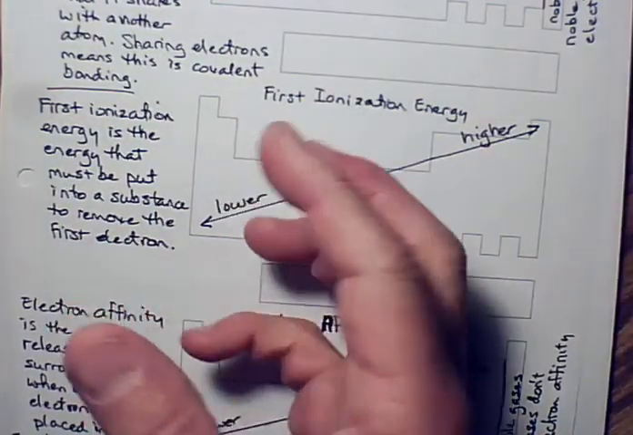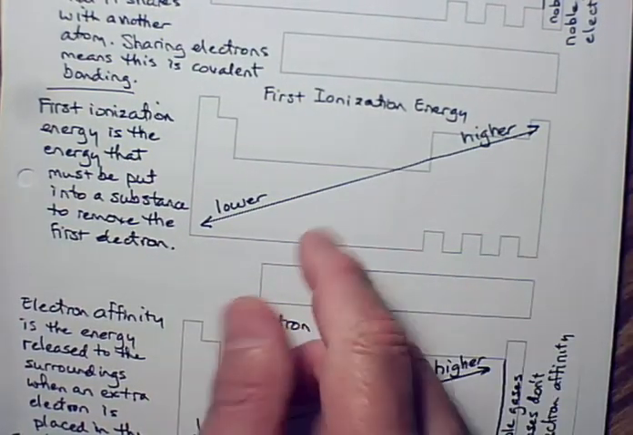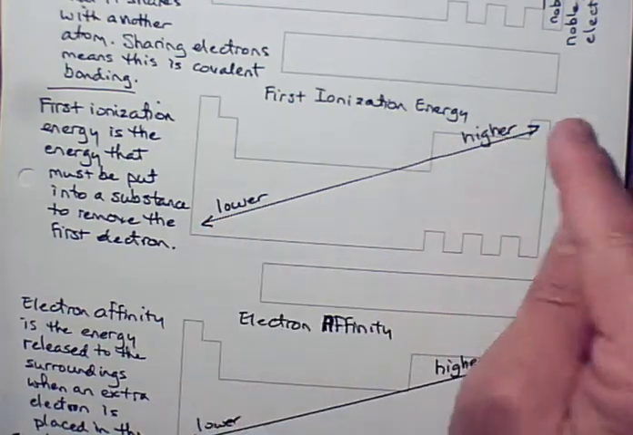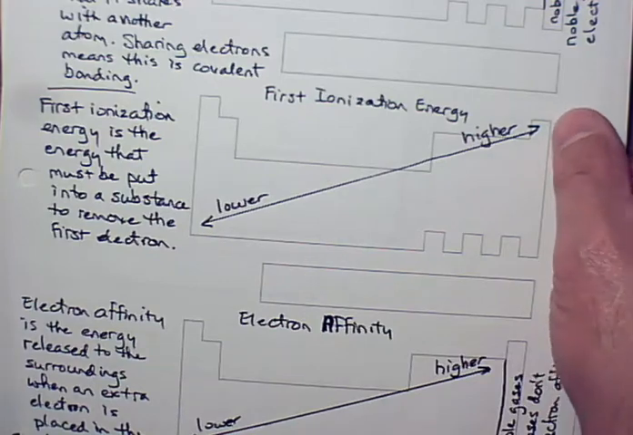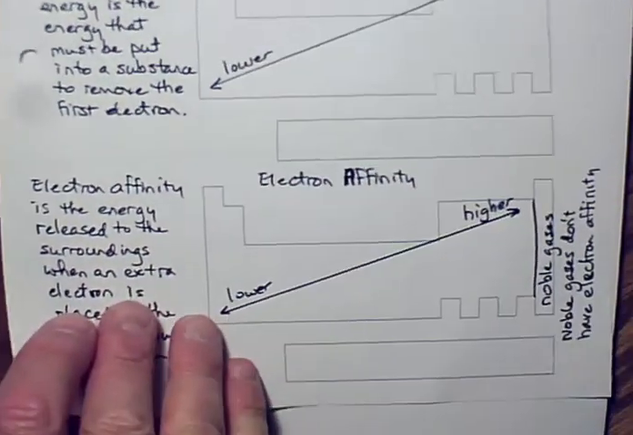Okay? First ionization energy is how much energy you have to put into an atom to remove an electron, the first electron. This is the first ionization energy. Same pattern, low down here, high up here, but you can remove electrons from a noble gas. So we include the noble gases in first ionization energy.